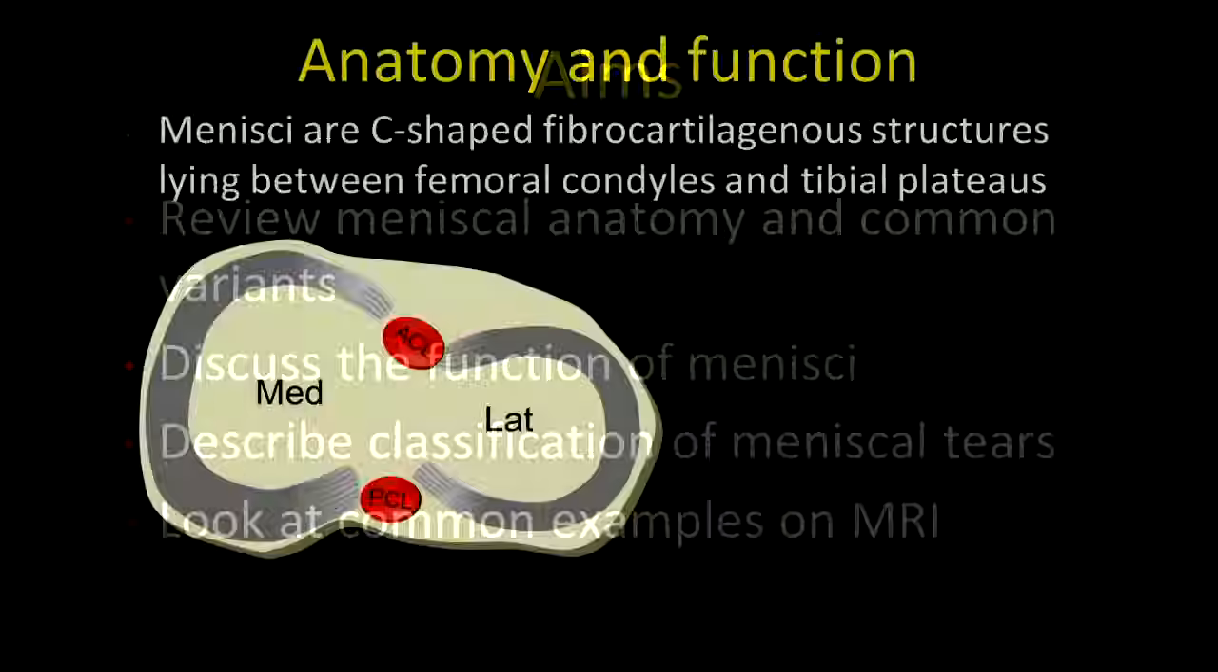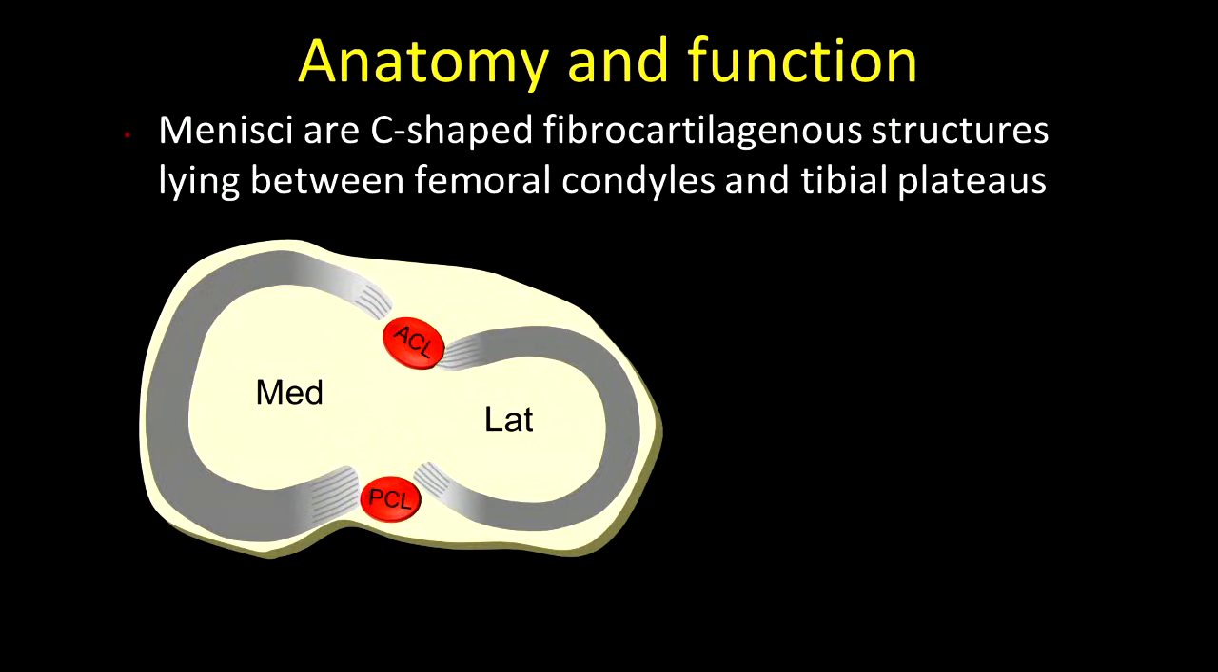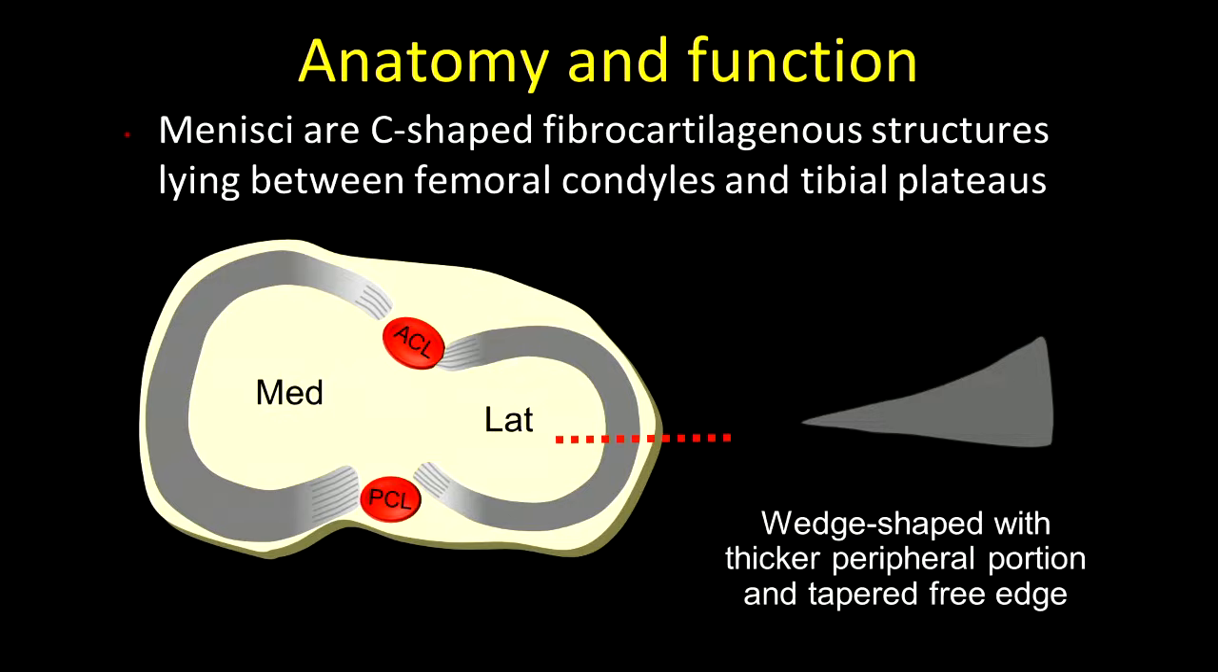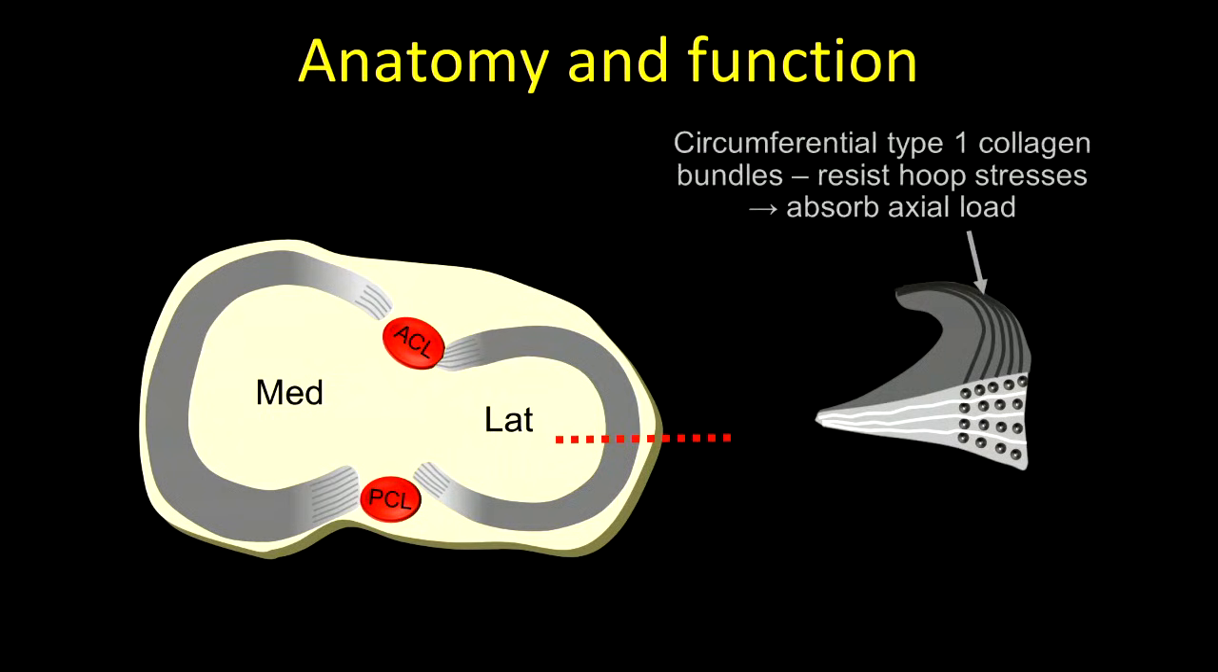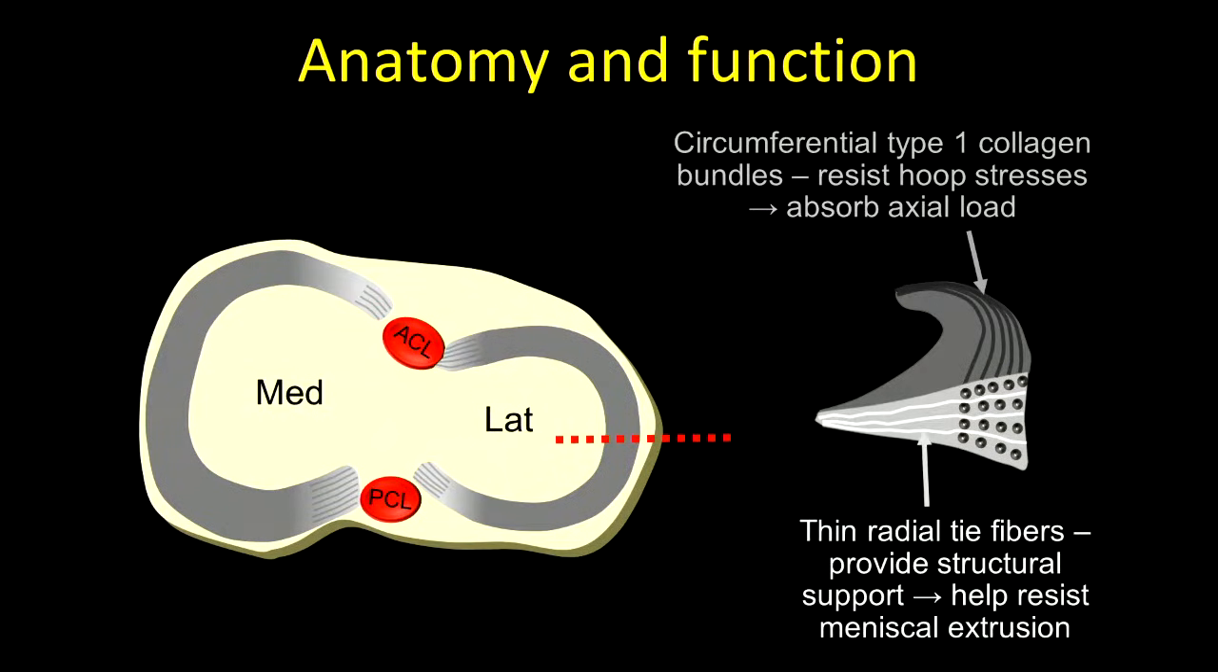on MRI. The menisci are C-shaped fibrocartilaginous structures lying between the femoral condyles and the tibial plateaus. If you look at them in cross-section, they're wedge-shaped with a thicker peripheral portion and a tapered free edge, and they normally measure between 7 and 10 millimeters in width. When we look at the structure of the menisci, the peripheral third is composed of circumferential type 1 collagen bundles, and these are important to resist hoop stresses and help to absorb axial loads placed on the knee. We also have these thin radial tie fibers, and these provide structural support and help resist meniscal extrusion.